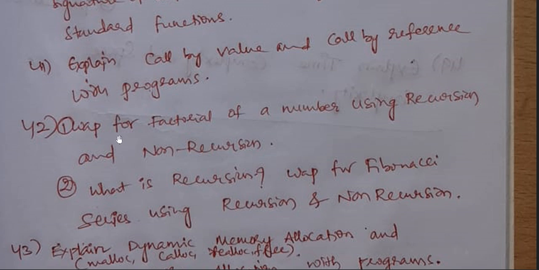Next program, write a program for factorial of a number using recursion, and for factorial of a number non-recursion. It's also a long question. On recursion and non-recursion, they will ask a question for factorial of a number. Next short question, what's the recursion? Write a program for Fibonacci series using recursion, and they will ask for this same program non-recursive procedure.